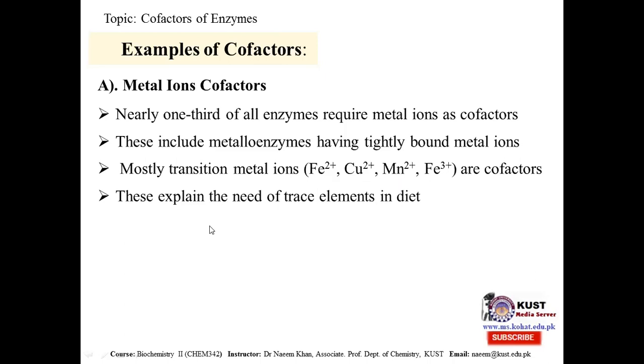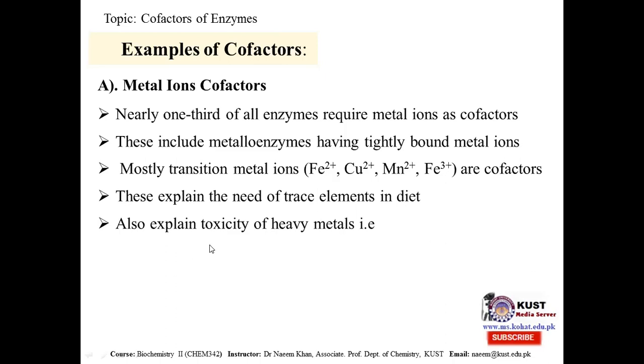This actually explains the need for trace elements in the diet. From here we come to know why some trace elements must be there in the diet. For example, iron, copper, and manganese are nutrients and they must be present in the diet. And why? Because, as we are explaining, these are the cofactors for the enzymes. So these must be in the diet.